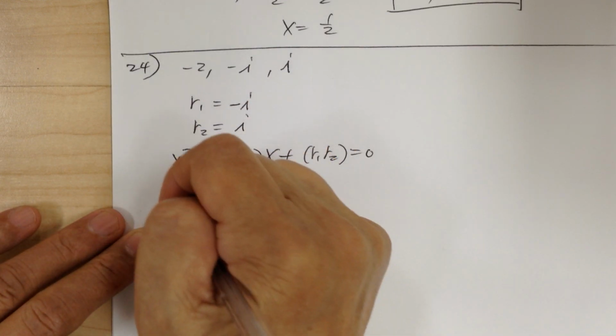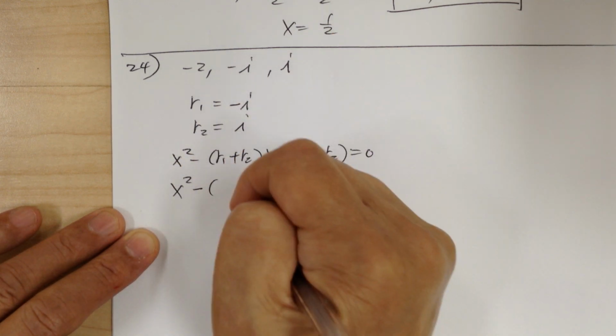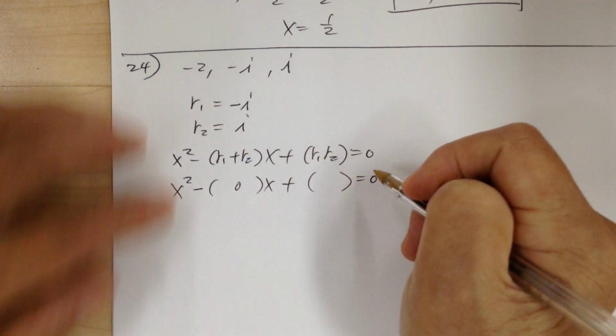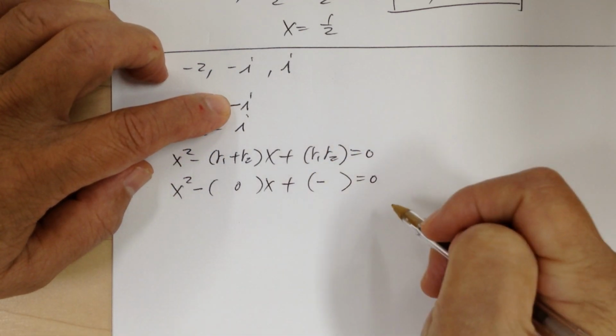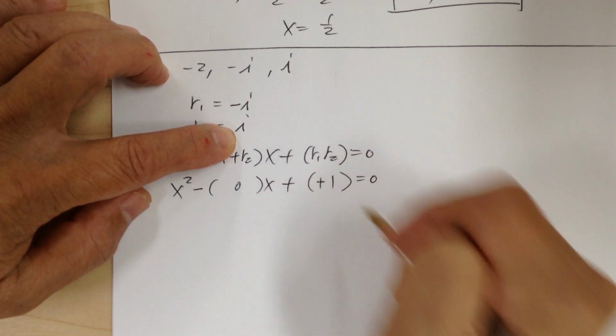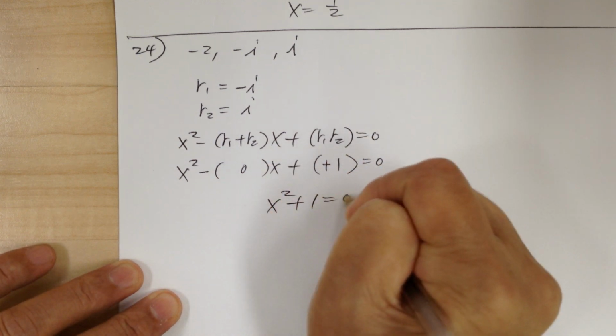So from here, I'm going to write x squared minus. When you add these together, you're going to get 0. When you multiply, you get negative i times i, and i squared is -1, so it becomes +1. So from here, you're going to get x squared plus 1 equal to 0.